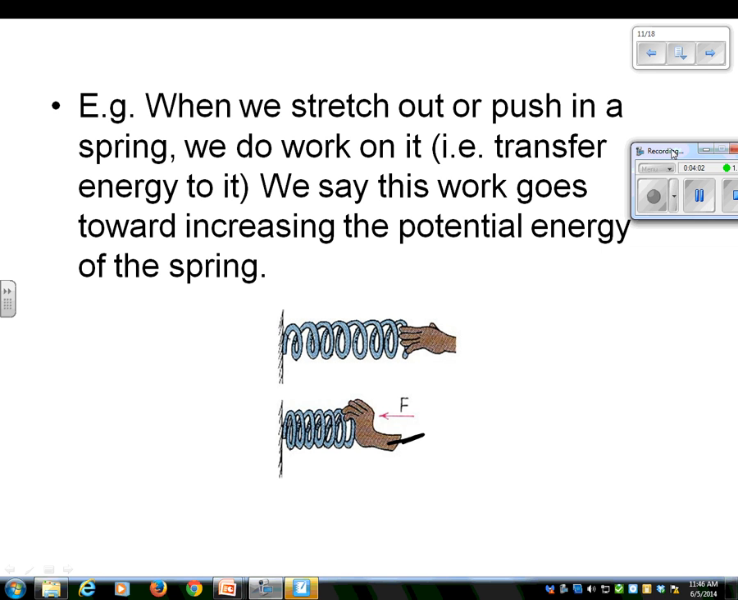Here's the other example. When we stretch out or push in a spring, we do work on it, transfer energy to it. We say this work goes towards increasing the potential energy of the spring. And there are formulas for springs. There's a lab that we do called Hooke's Law Lab. I think it was Robert Hooke was his name that devised that little experiment.